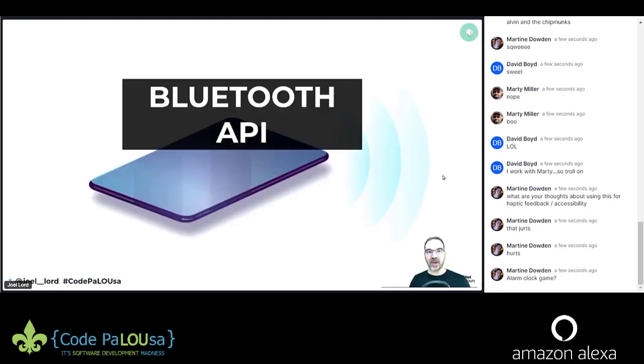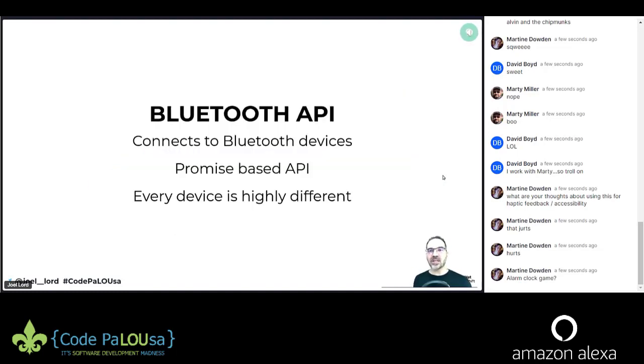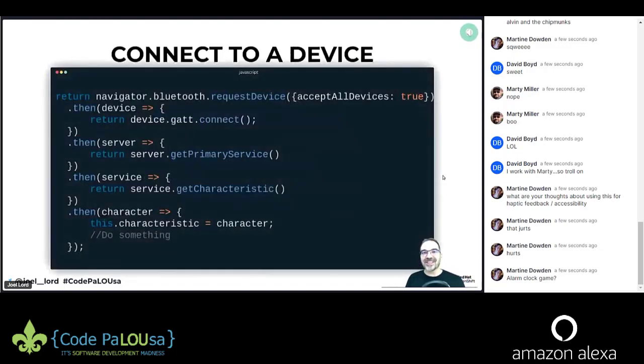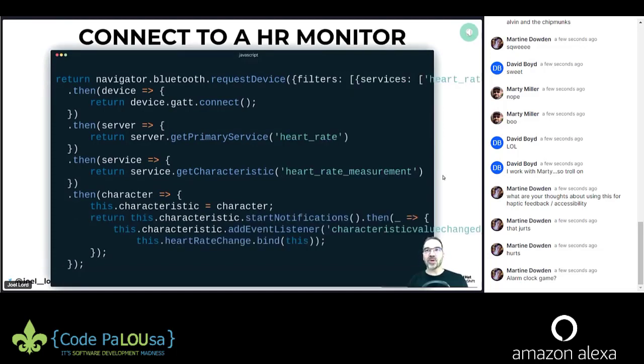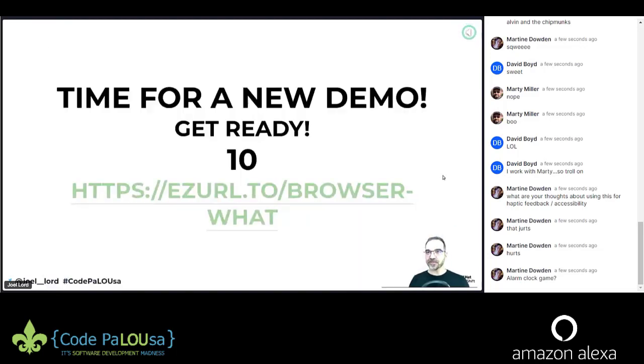Good. Bluetooth API. I think that this is the last one. It can connect to Bluetooth devices. It's a promise-based API. Every device is highly different, so you'll kind of need to experiment with devices if it's not documented, and it rarely is. But this is the code to connect to a heart rate monitor. And I'll just jump right into the demo.